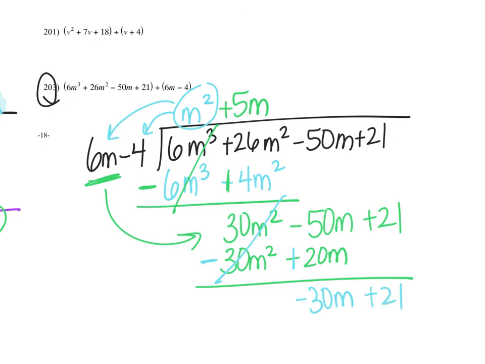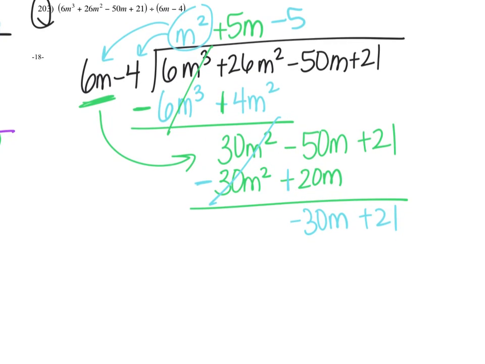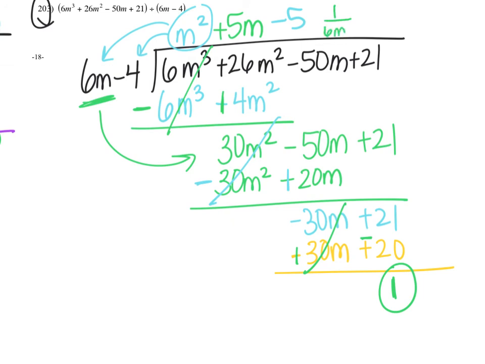And you start all over. Something times 6m is going to equal -30m, so I'm going to have -5. I'm going to move this a little bit higher so you can see. So -30m plus 20, and I'm going to change the sign and change the sign. So 21 minus 20 is equal to 1. This is my remainder. So I'm going to have 1 over 6m minus 4. And because the 1 is positive, this will be a plus.